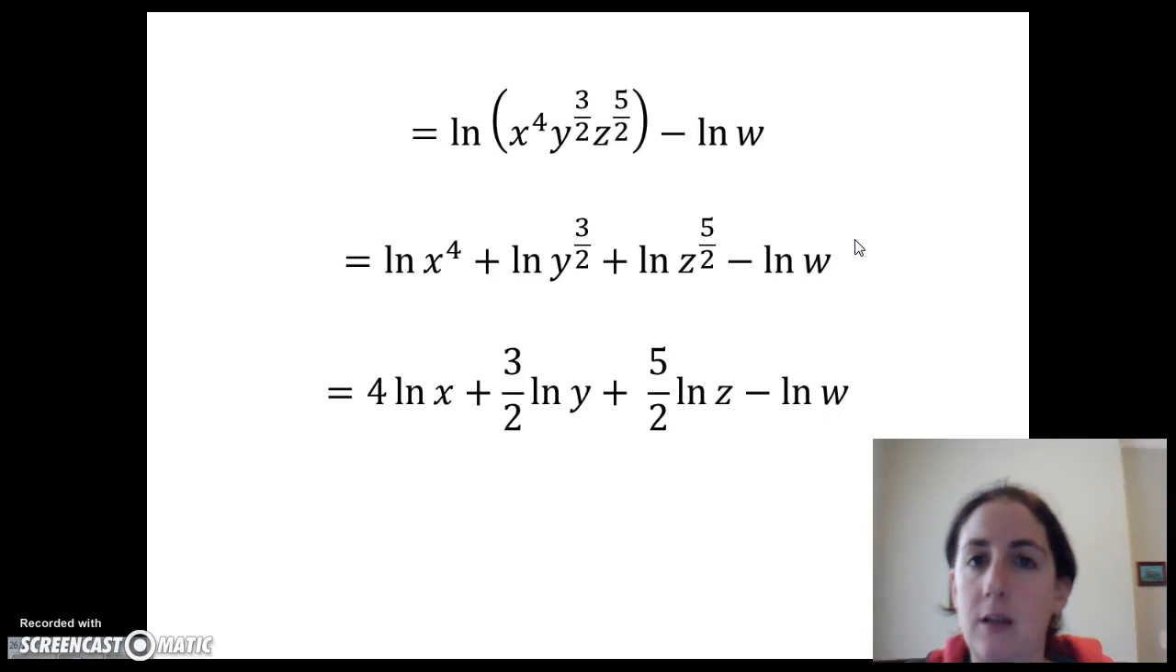You are no longer taking the logarithm of things being multiplied, divided, or all to a power, so that's how you know you're done.